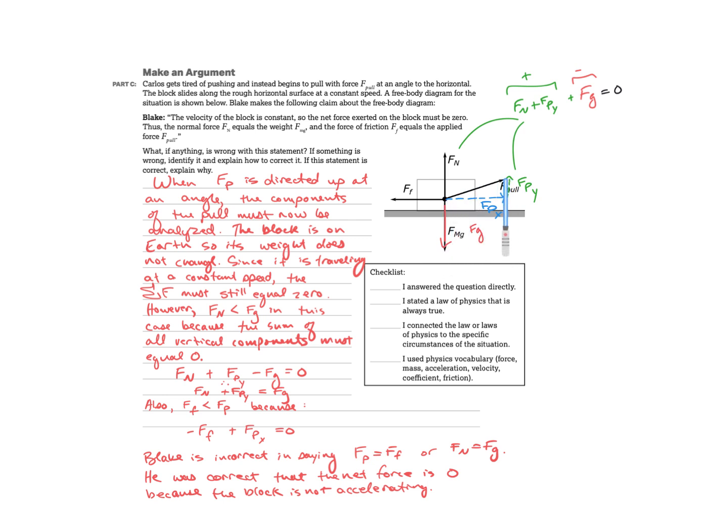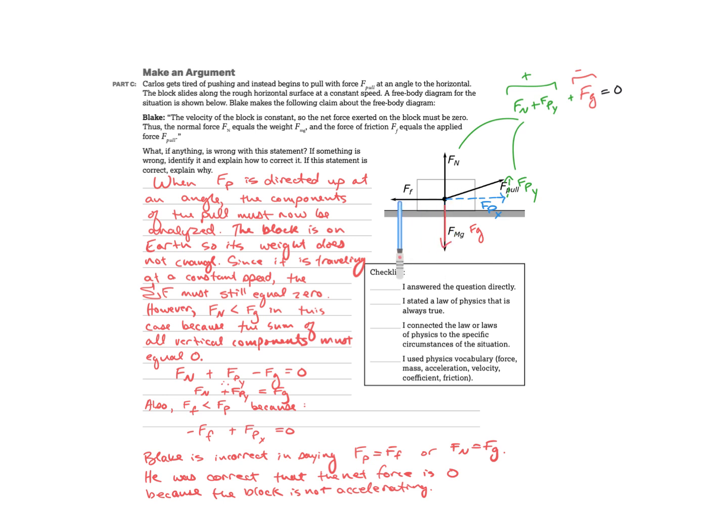So this pull is really the Fp in the x direction plus the Fp in the y direction. So now you can see that Fn and Fpy are the positive versions of the forces in the y direction, and Fg is the negative version of the force in the y direction. So Fn is actually smaller than Fg in this case because the sum of all the vertical components must be zero. So if you were to add Fn and Fpy together, that would equal Fg by itself.